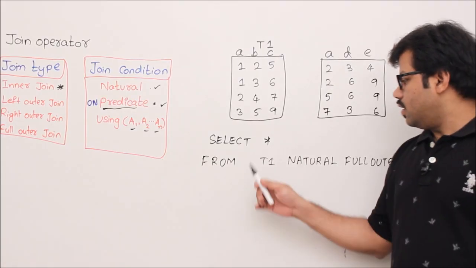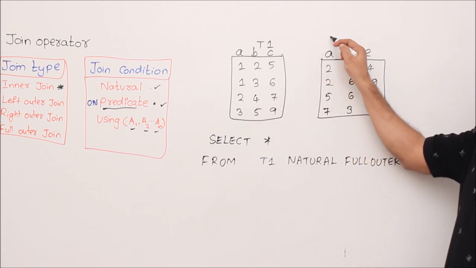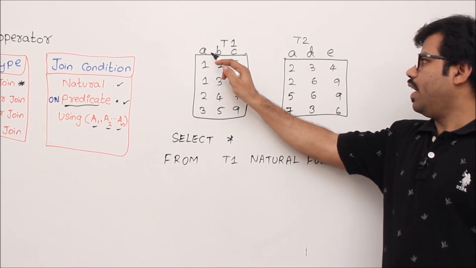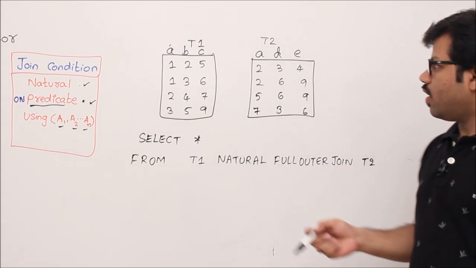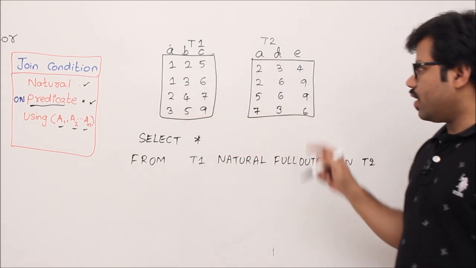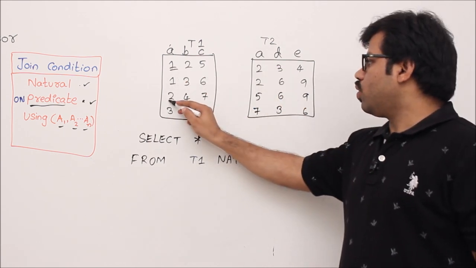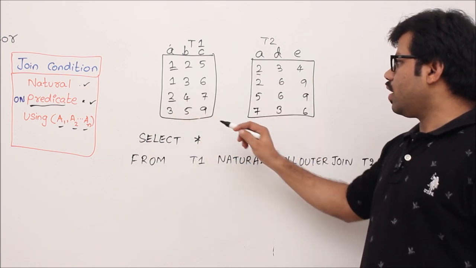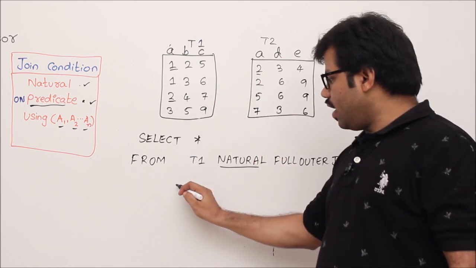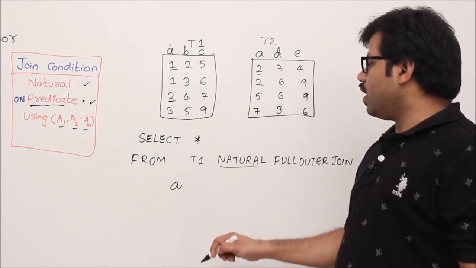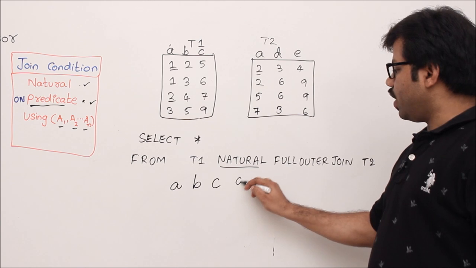Now we'll see T1 natural full outer join T2 for different tables. In these tables T1 and T2, we have A, B, C columns here, A, D, E columns here. Only common column is A. When you do natural join, what happens? Common column will be equated, correct? This 1, will it match with anything? No. What about 2? Yes, this 2 matches with this 2. So output will be, because it is natural, common column A will be equated and written only one time: A, B, C, then remaining columns of T2, D, E.